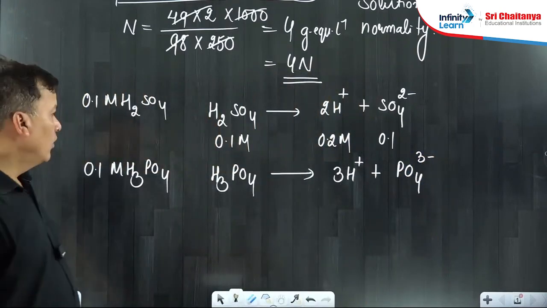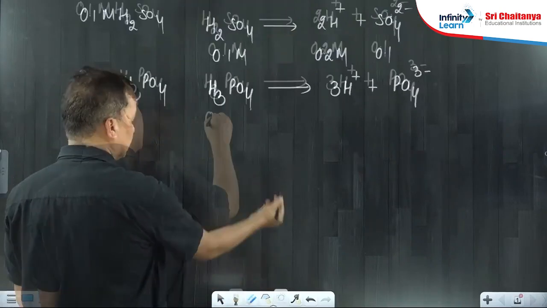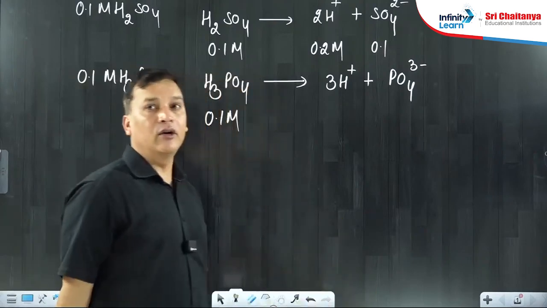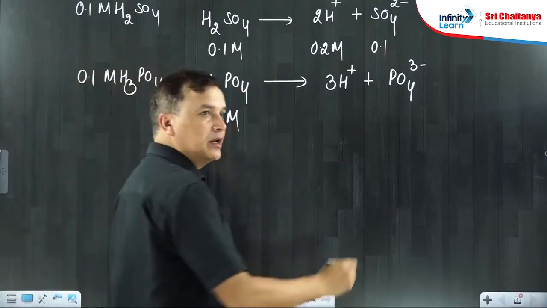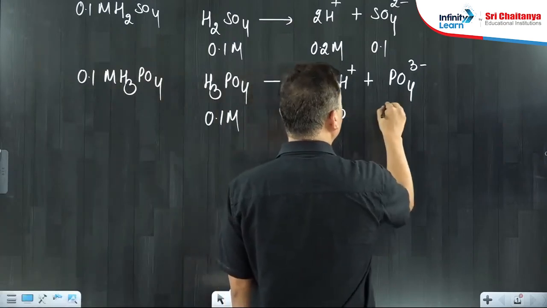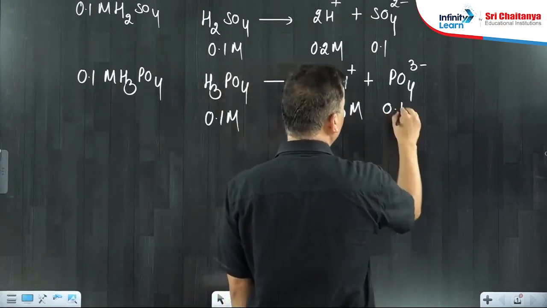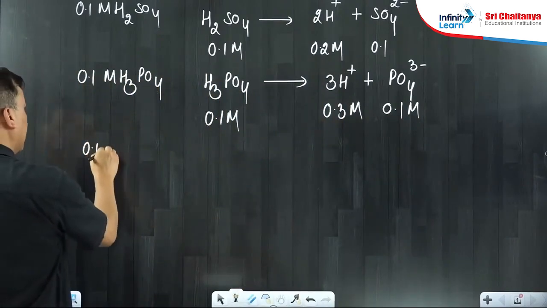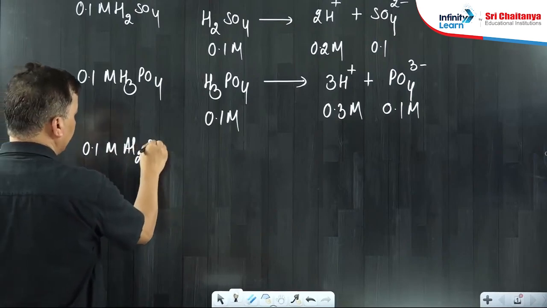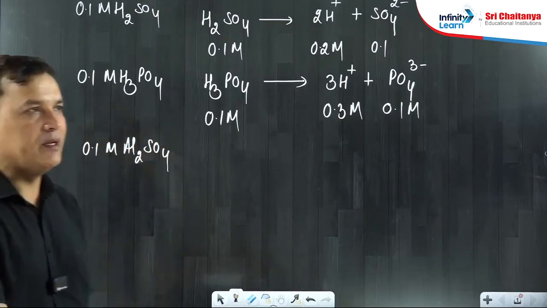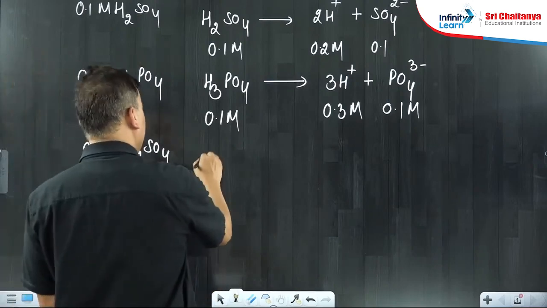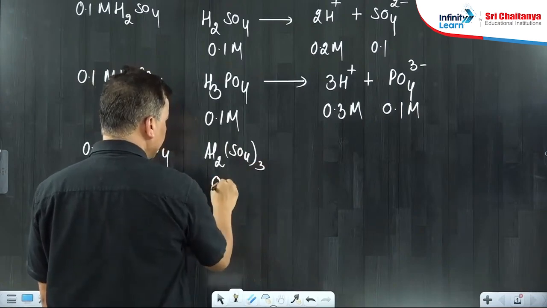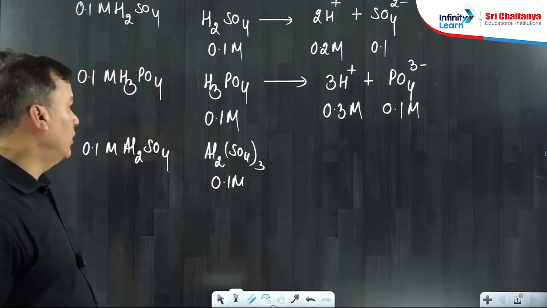So dear student, what is the molarity of the phosphoric acid? It is 0.1. What will be the molarity of the H positive ion in the solution? Please tell me. That is 0.3 and 0.1 molar respectively. Now 0.1 molar aluminium sulfate. Here is Al2(SO4)3. Its molarity is what? 0.1 molar.